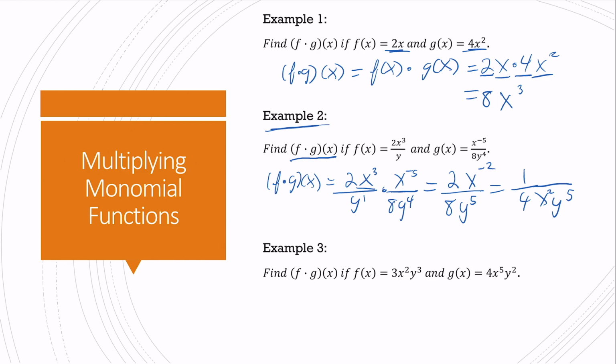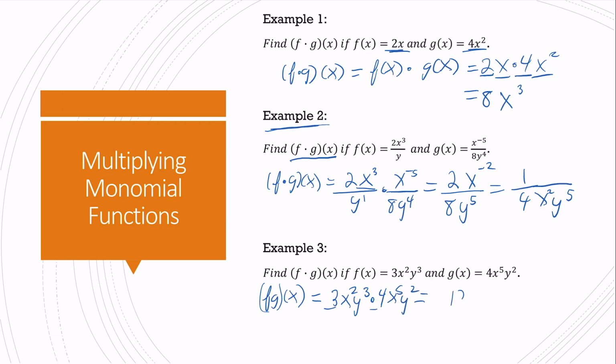So this would give me 1 over 4x squared y to the fifth. For example 3, I'm going to have 3x squared y cubed, and g of x is 4x to the fifth y squared. I can multiply these together. I could even write it like this if I wanted, as fg, as opposed to f times g. That's going to be 3x squared y cubed times 4x to the fifth y squared.